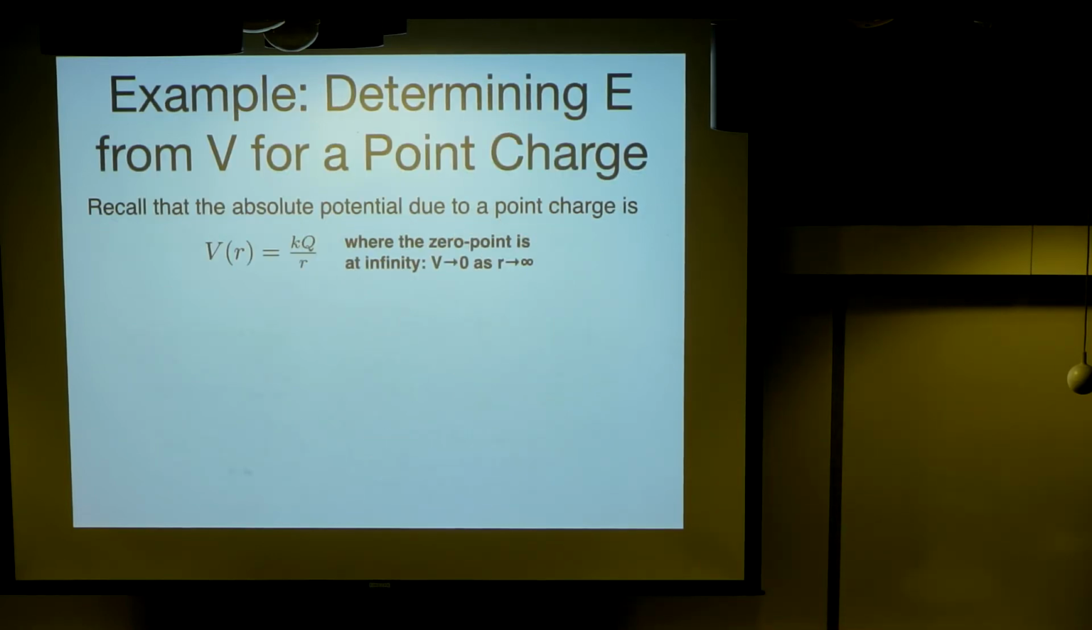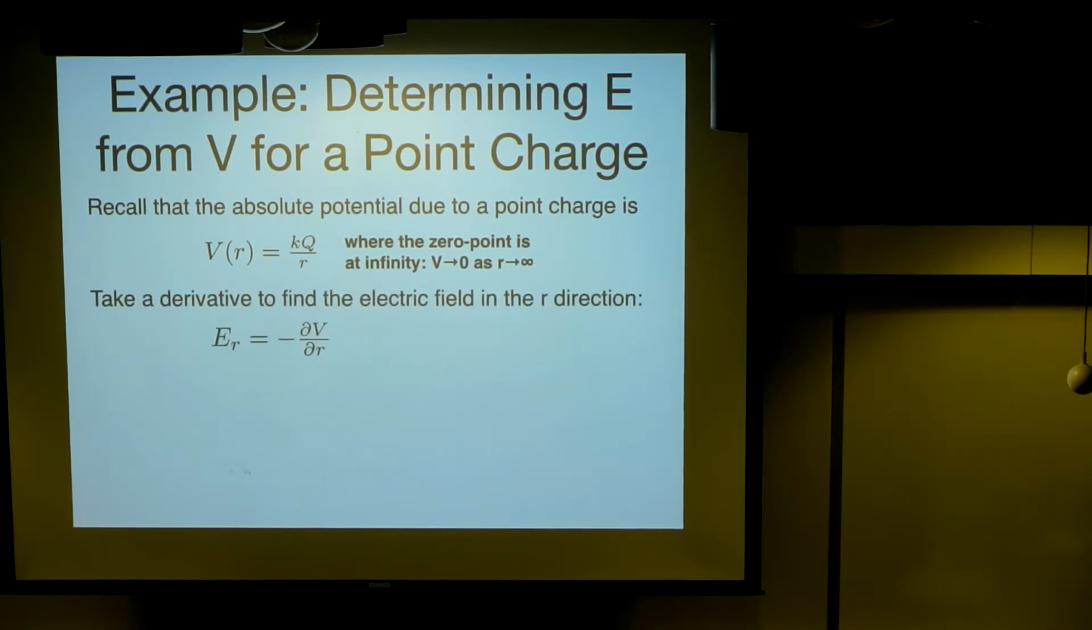Okay. I want to show you one example of this. This is a familiar example. We found that the electric potential due to a point charge is given by V of R, which is equal to K, big Q, which is the charge, whatever that happens to be, divided by R. And in this formula, we assume the 0 point is at infinity.